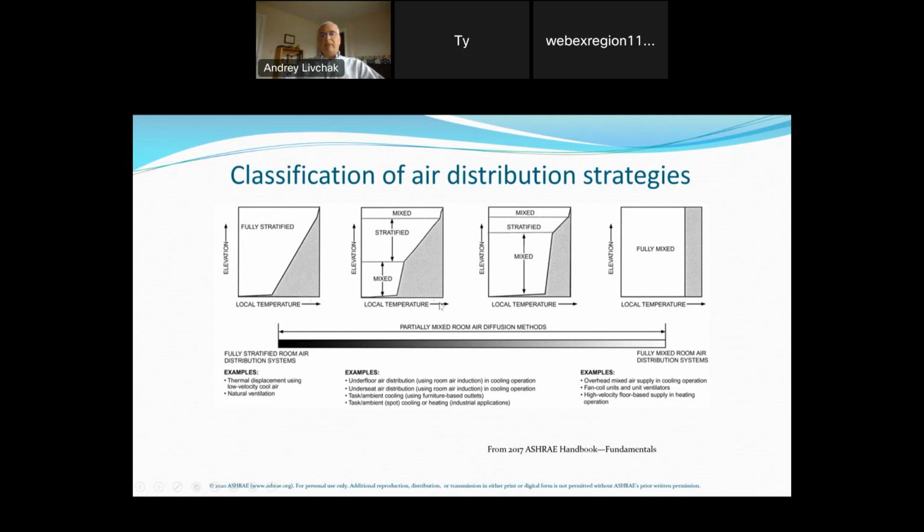We have partially mixed systems. These are systems with underfloor distribution, and depending on the throw length of floor diffusers, it could be mixed less or it could be mixed at a higher rate. And fully mixed systems are typically mixing systems. They are characterized by uniform temperature throughout the space.